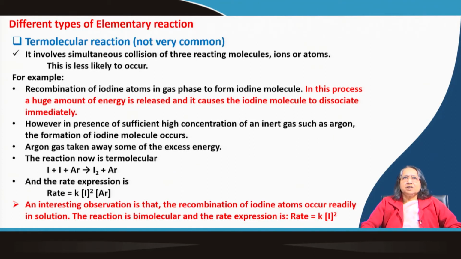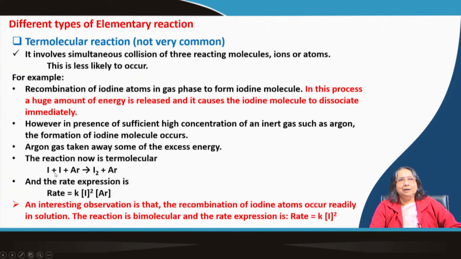However, in the presence of a sufficiently high concentration of an inert gas like argon, what will happen? The argon will take out some of the excess energy, and then the recombination is possible. The reaction can now occur and it is nothing but a termolecular reaction.